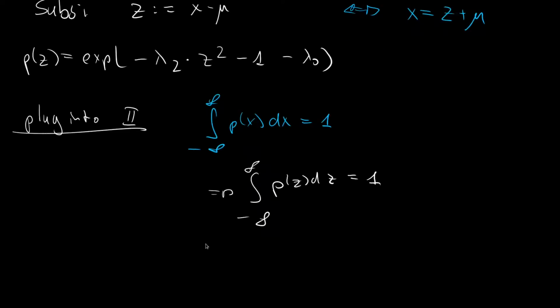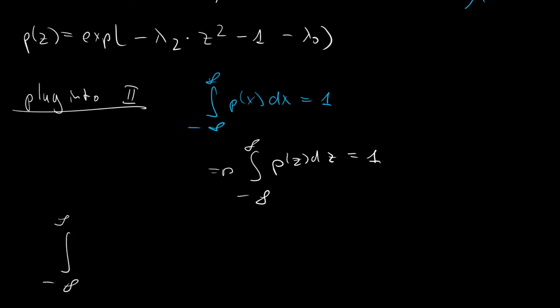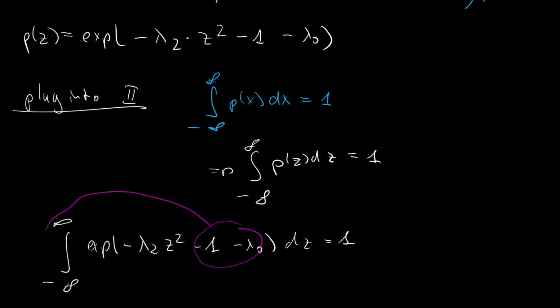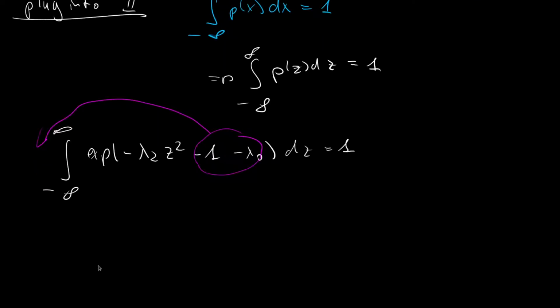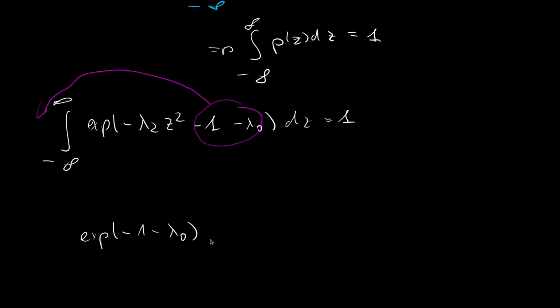Then let's plug in what we have here, and then we have the integral from minus infinity to infinity over the exponential of minus lambda 2 z squared minus 1 minus lambda 0 dz has to be equal to 1. Let us simplify the expression inside the integral by putting the constant component of the exponential outside of the integral. So we will have the exponential of minus 1 minus lambda 0, this is nothing else than e to the power of minus 1 minus lambda 0, times the integral from minus infinity to plus infinity over the exponential of minus lambda 2 z squared dz, which has to hold to 1.